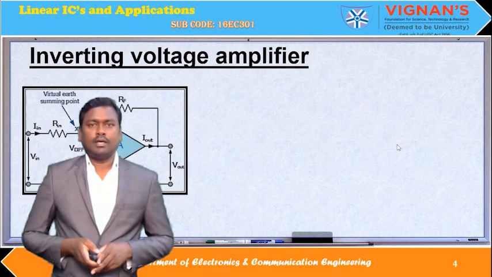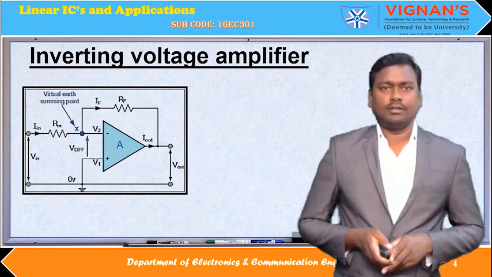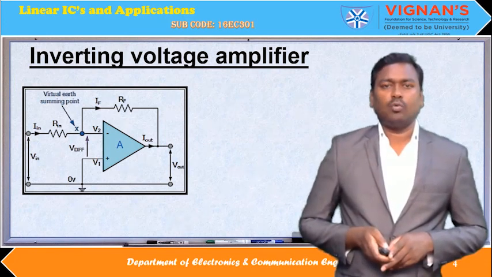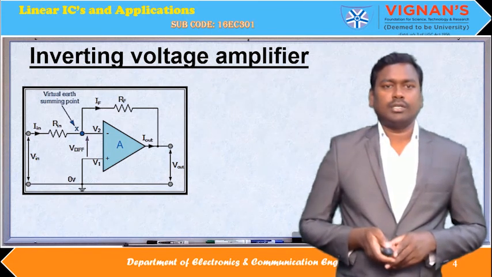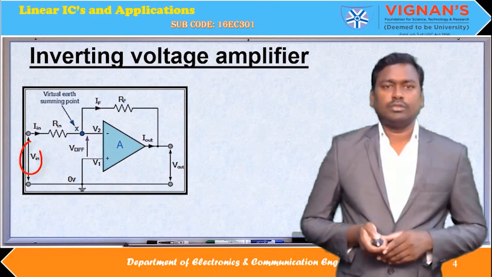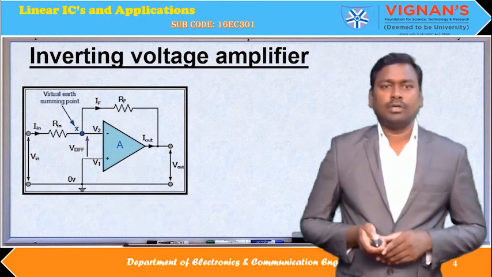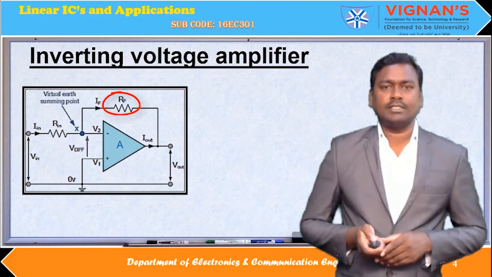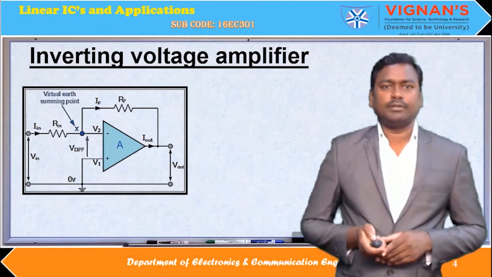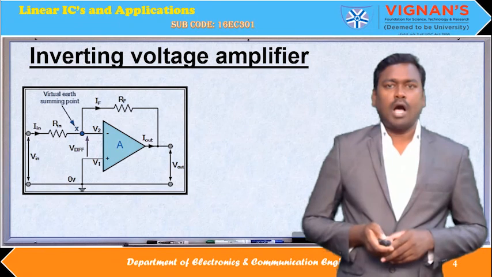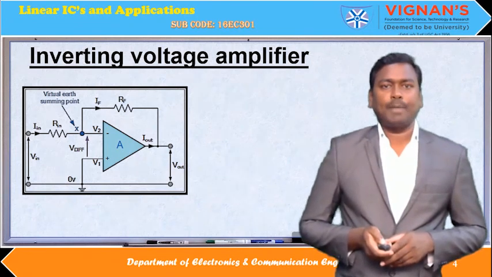The first one is inverting voltage amplifier. Inverting voltage amplifier circuit is given here. In this circuit, the input is applied at inverting terminal of op-amp through resistor Rin. Rf is the feedback resistor which is connected between output terminal and input terminal of op-amp. Here, op-amp is assumed as ideal op-amp.